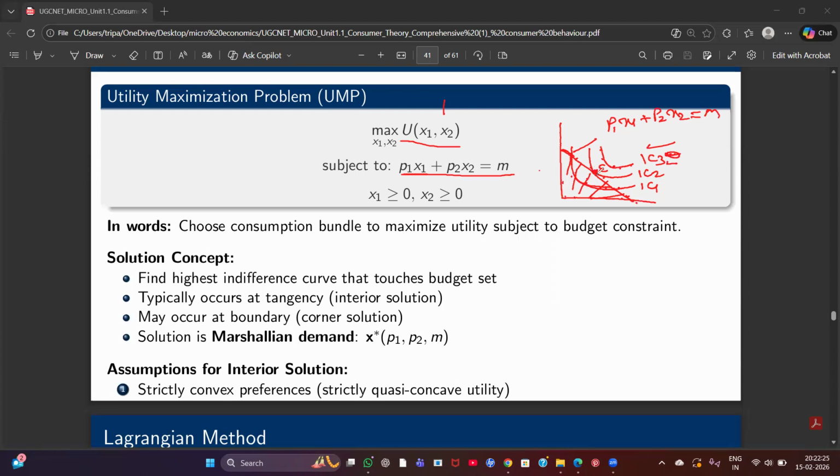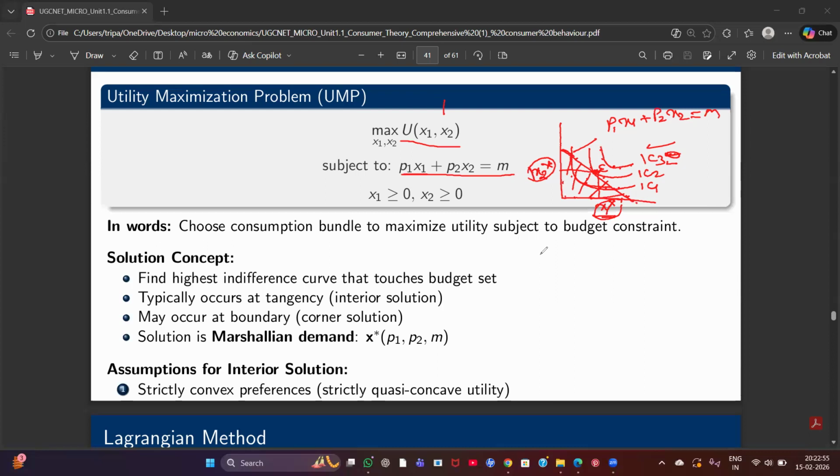Here, this point E is the solution. The solution indicates this X1 star amount of the first commodity and X2 star amount of the second commodity. The arguments X1, X2 will take the values X1 star and X2 star. If the consumer consumes these units of commodity, the utility derived will be the maximum utility, provided the consumer is within the budget constraint. So this point E is the solution.